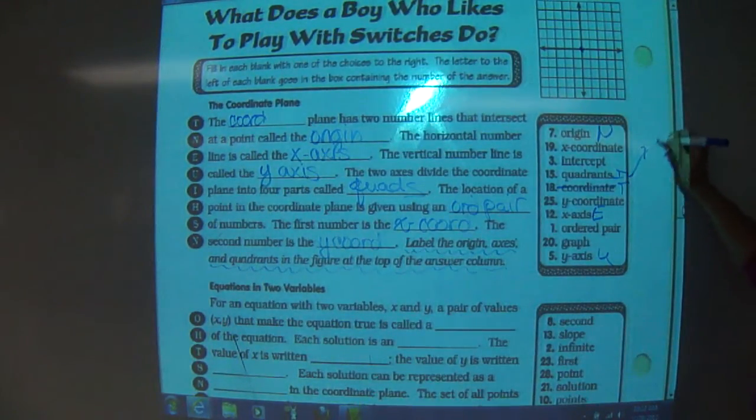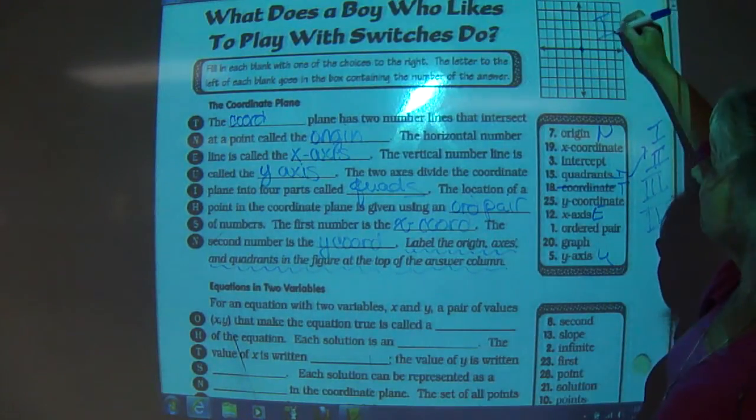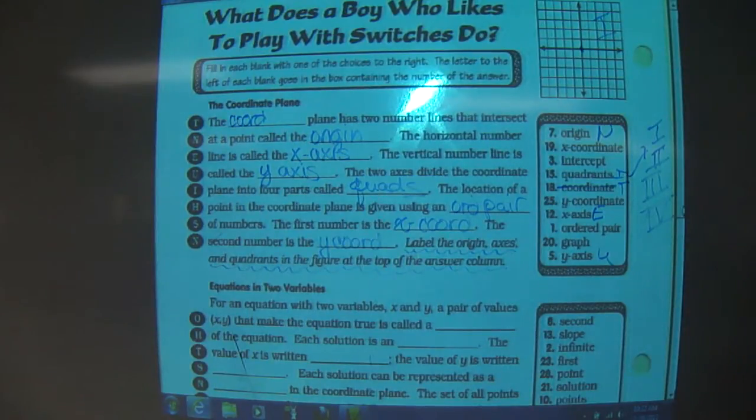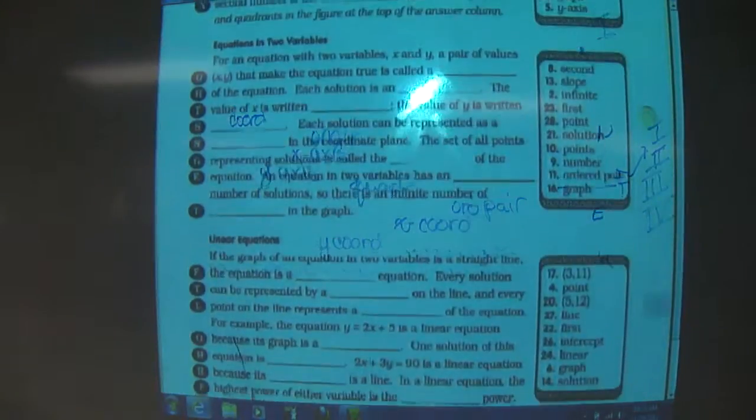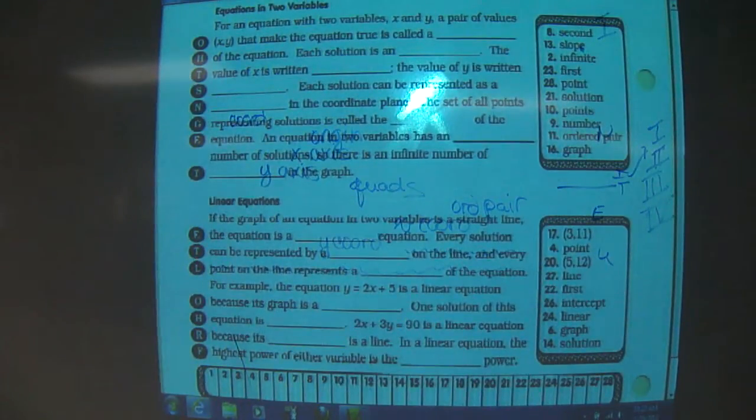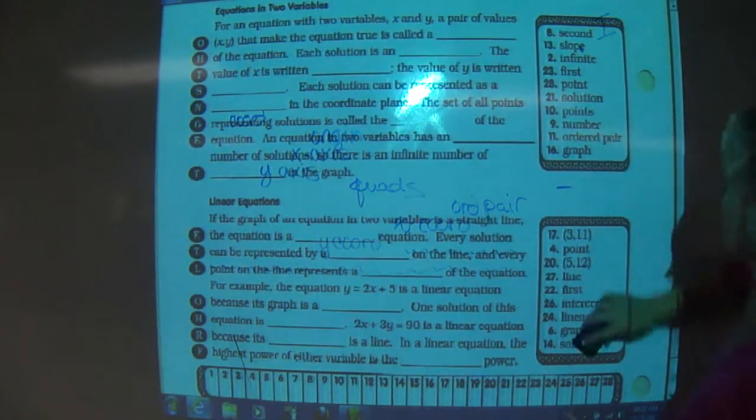So quadrants always go I, II, III, and IV. They start here and they go clockwise or counterclockwise? Counterclockwise. Good. I'm going to move this up, erase, and keep going. Or do you guys want to do it by yourself? All right? So do that while I'm getting ready to do the next one.